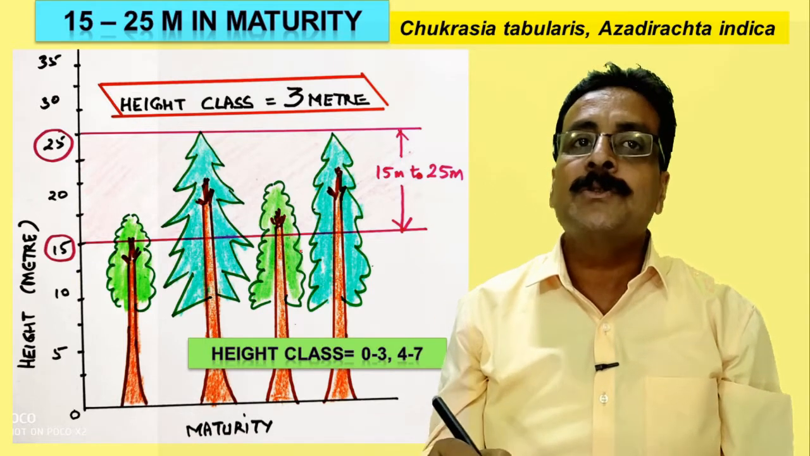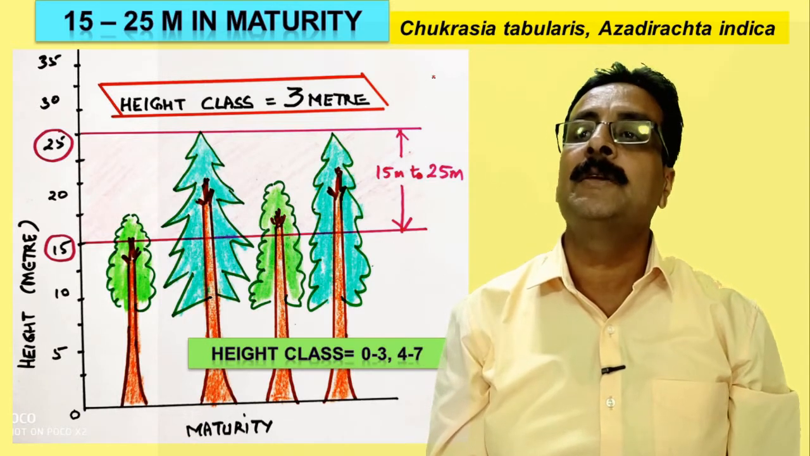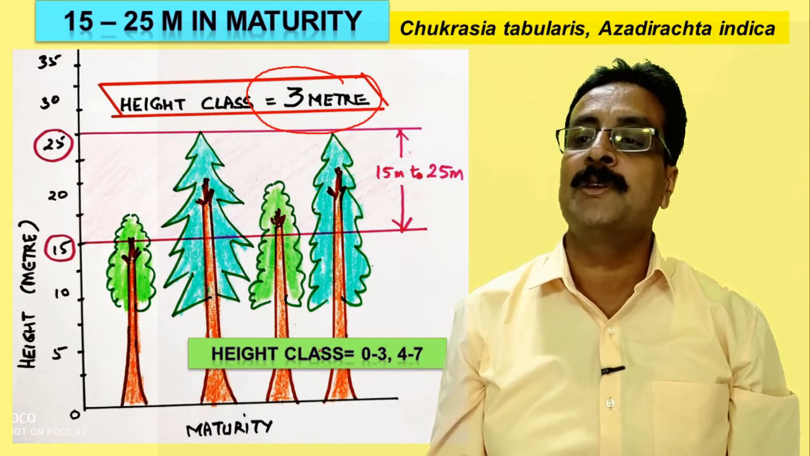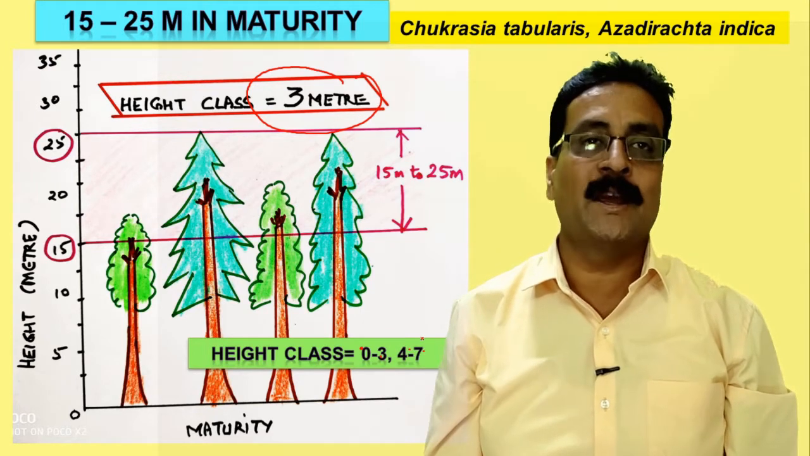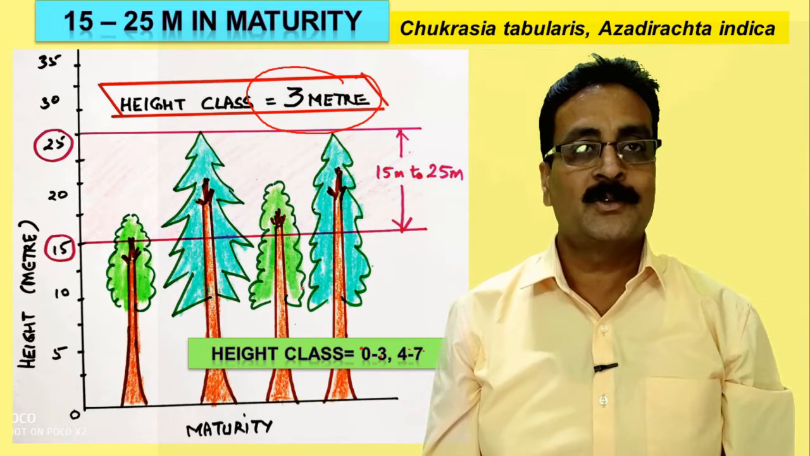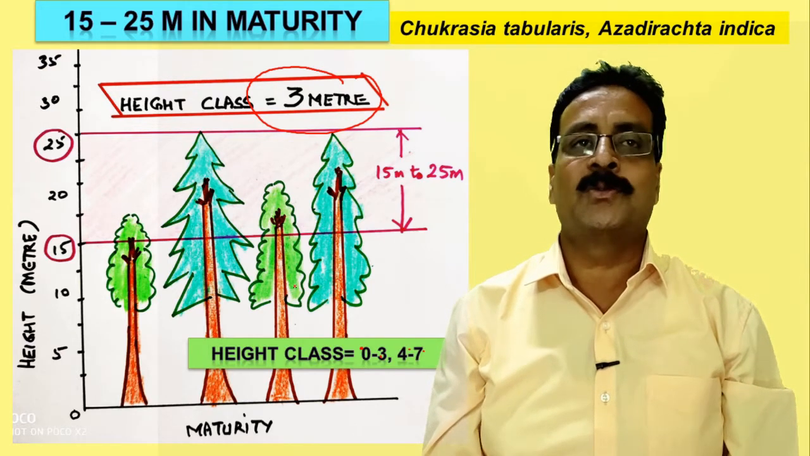The second one is those trees where the height remains from 15 to 25 meters at maturity. There are a lot of species in this category. In this category, we'll keep the height class of 3 meters. 3 meters means 0 to 3, then 4 to 7, and this way we can keep going. This is for cases like Chukrasia tabularis or Azadirachta indica and so on.